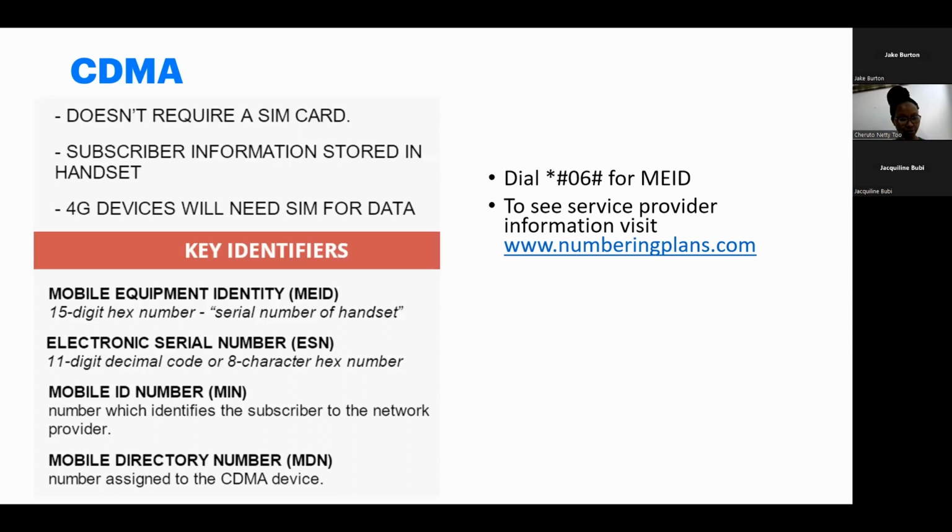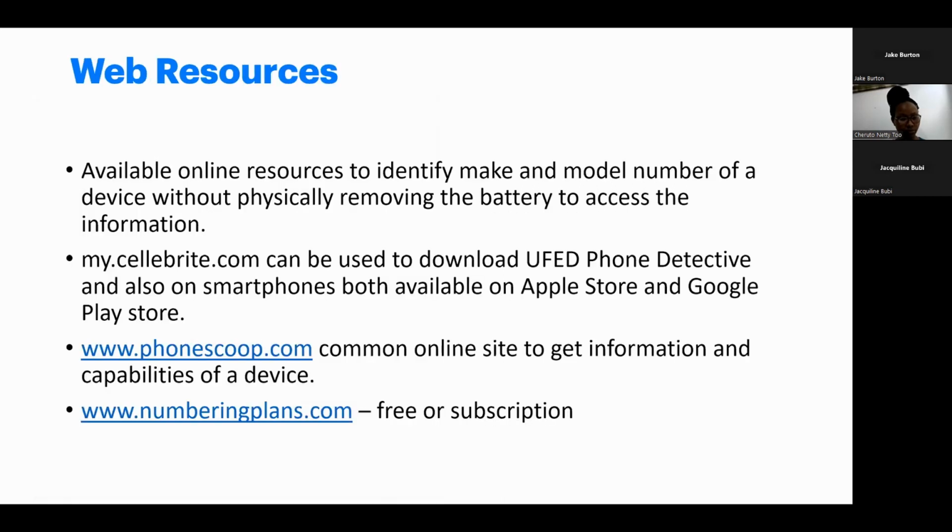numberingplans.com is widely used. You can easily Google other freely available online tools to research and identify any phone that has this particular type of technology. There are also other web resources online to identify the make and model number of a device without physically removing the battery to access the information. Nowadays, phones are manufactured so fast, every day there's a new handset, that it is very hard to keep up.